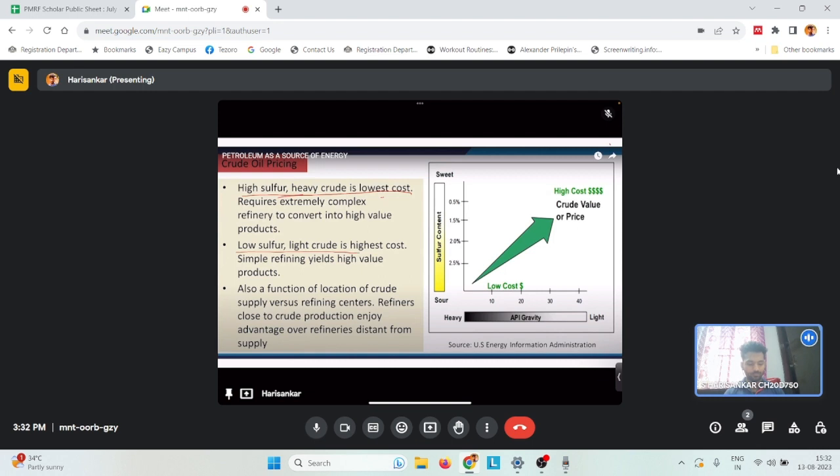Also, crude pricing is a function of the location. As I said, Middle East countries produce nearly half of the world's crude oil. That means if you are someone from the Middle East countries, the cost of buying petrol or diesel will be comparatively less compared to someone from, let's say, India, who have to import these fuels from foreign countries. So location plays a major part in deciding the value of this crude oil. Then you also need to consider the supply versus refining centers of crude oil in that place. Refiners close to crude production enjoy an advantage over refineries that are distant from supply. So a refinery in a Middle East country will usually be able to procure crude oil at a much cheaper cost compared to someone from, let's say, India.